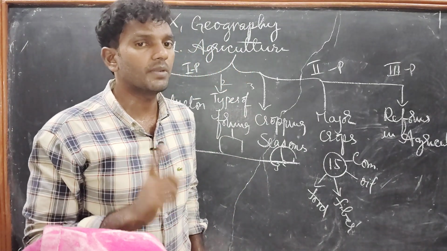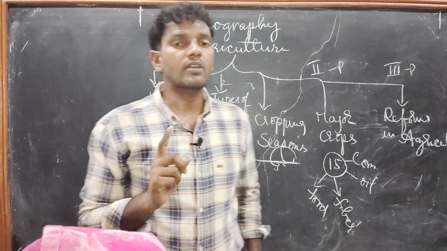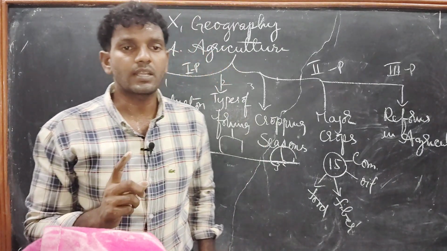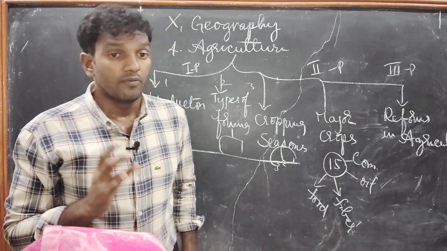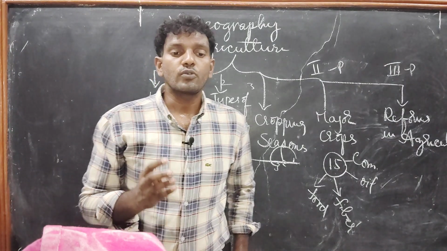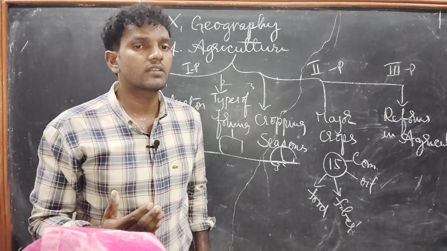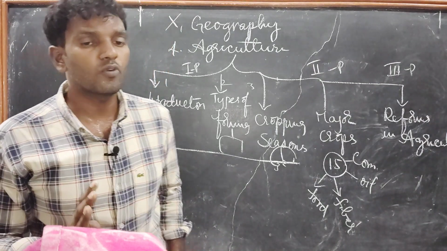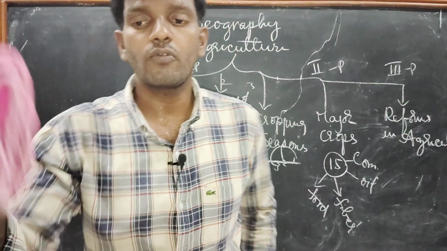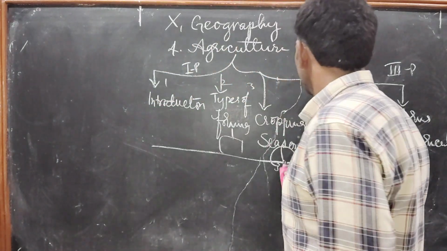Is it clear? I am repeating again. First thing, does it come under Rabi crop, Kharif crop or Zaid crop? Second, what is the temperature needed? What is the rainfall needed? And what is the soil it needs? And last one, the states which are producing more of a particular crop. We have to remember 4 points. Is it clear? Okay, now we are going to discuss major crops in India.